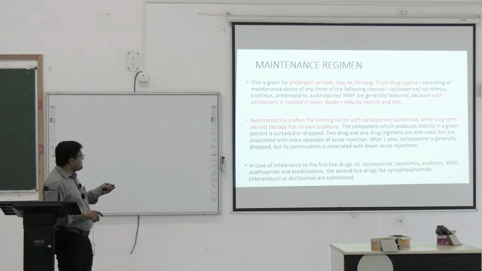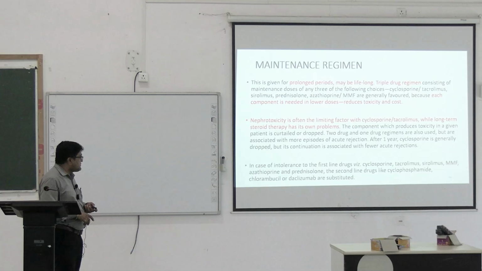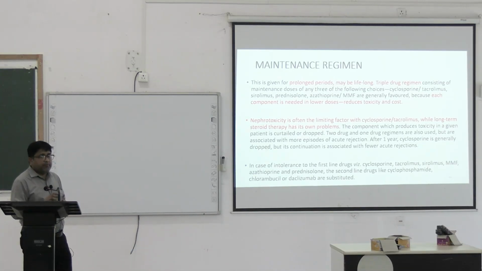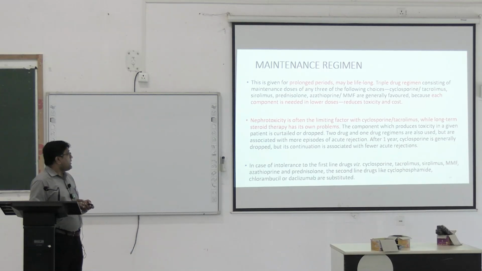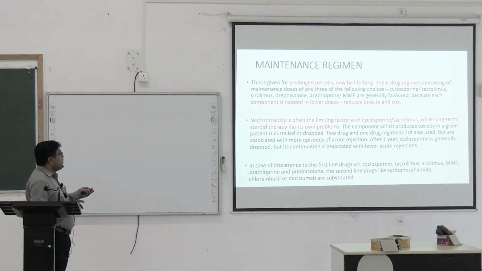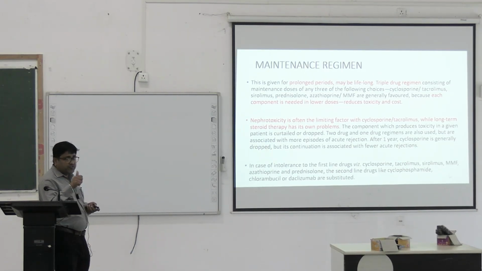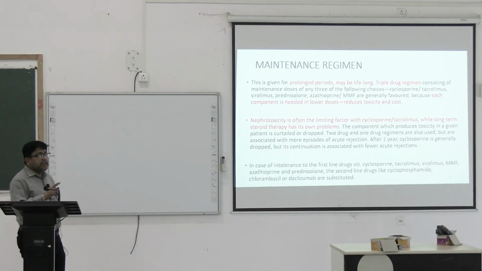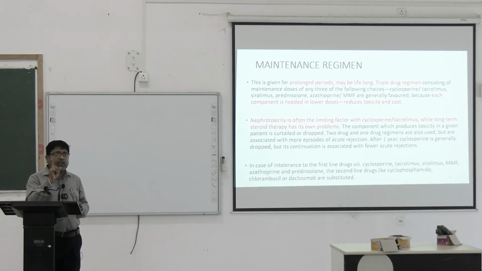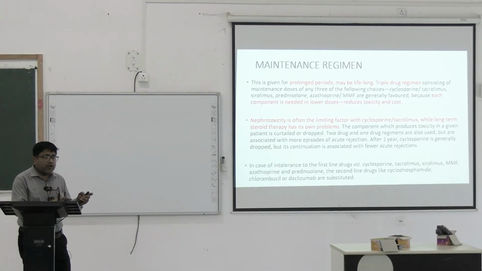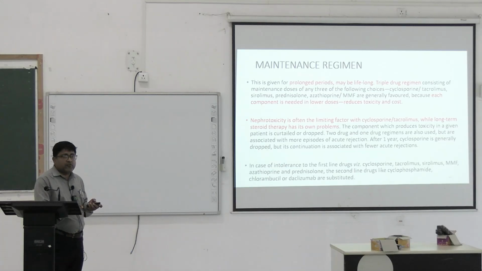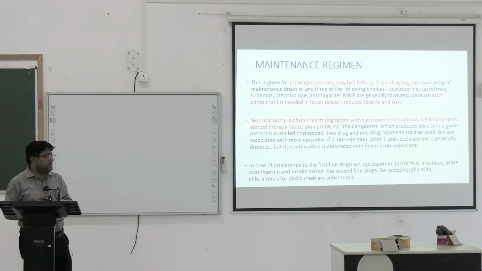Triple drug regimen is preferred, that includes cyclosporine or tacrolimus, sirolimus, prednisolone, azathioprine or MMF, any three. Because each component is needed in lower dose, it reduces toxicity and the cost. Nephrotoxicity is often the limiting factor with the use of cyclosporine or tacrolimus, and with the steroid, long-term use of steroid carries its own complications.